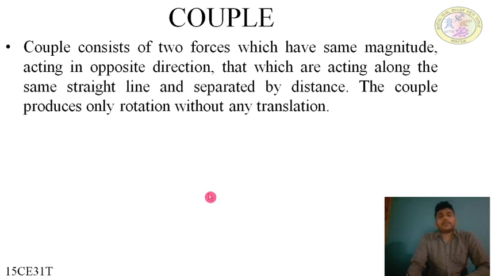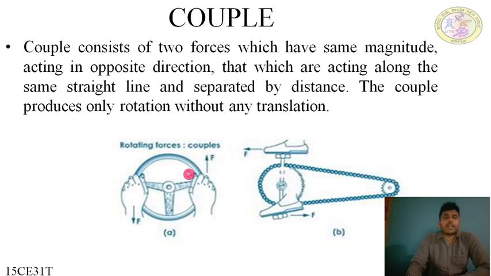Next, couple. A couple is two forces of the same magnitude acting in opposite directions, not acting along the same straight line but separated by a distance. The couple produces only rotation without any translation. It produces a rotational effect. As in the case of driving a car, steering, two forces of the same magnitude are applied at a certain distance, opposite to each other. The forces applied are opposite to each other. This creates a rotational effect which is called a couple.